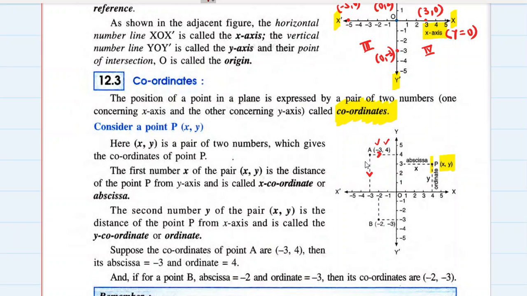Now here the most important part is the order. अगर किसी भी पॉइंट के कोऑर्डिनेट्स -3, 4 है, you cannot write it as 4, -3. मतलब तुम उसका ऑर्डर चेंज नहीं कर सकते. ऑर्डर चेंज करोगे तो वो कोऑर्डिनेट का लोकेशन चेंज हो जाएगा. ओके, सो दीज आर द कोऑर्डिनेट्स.